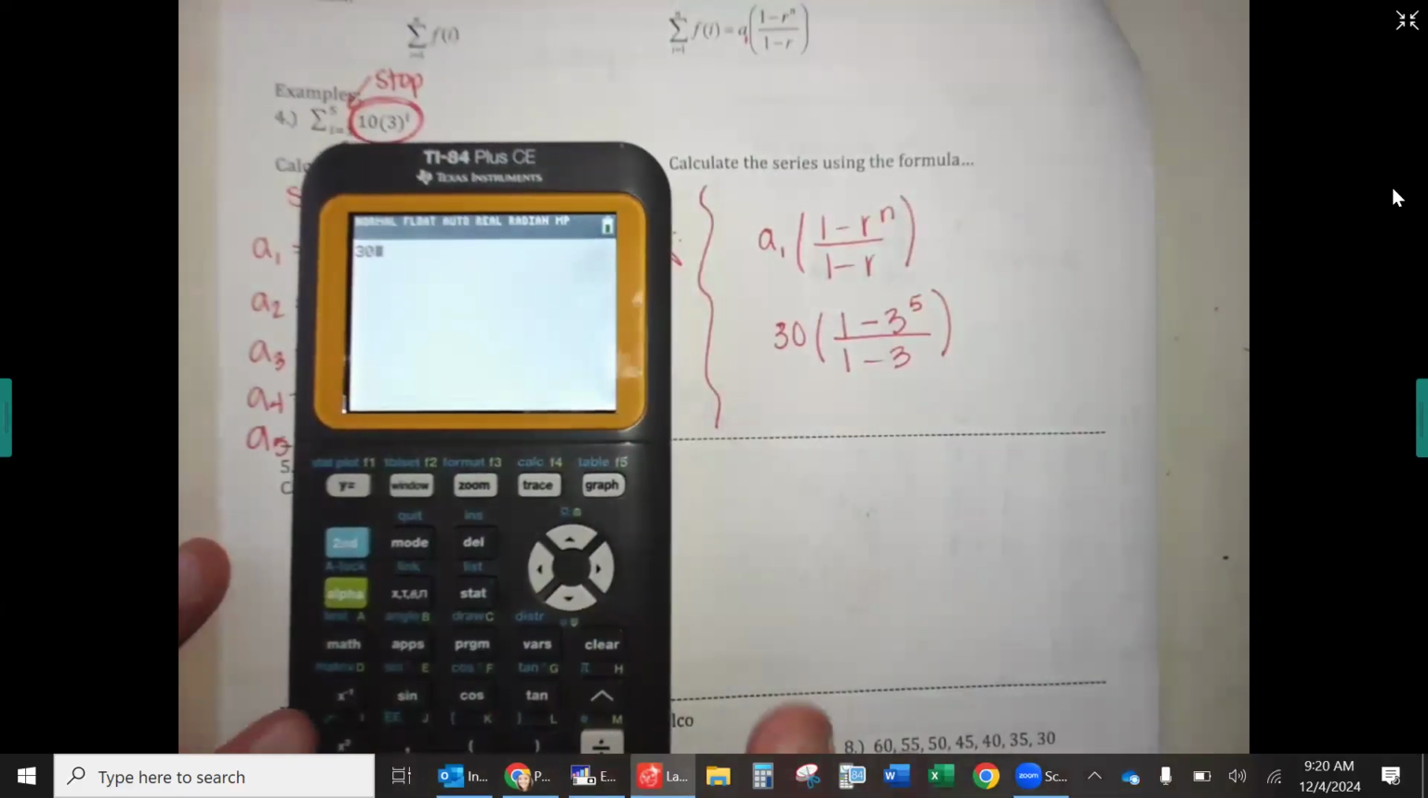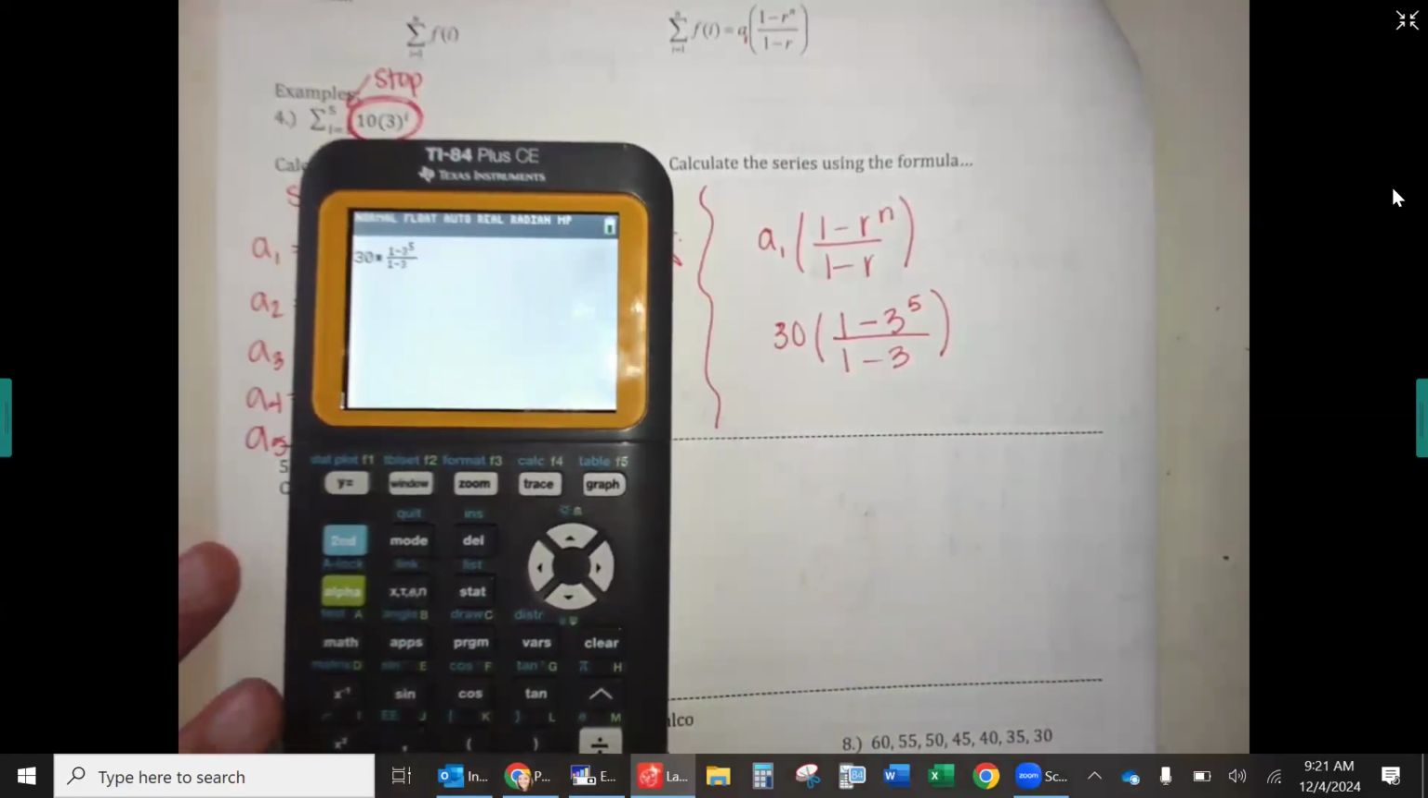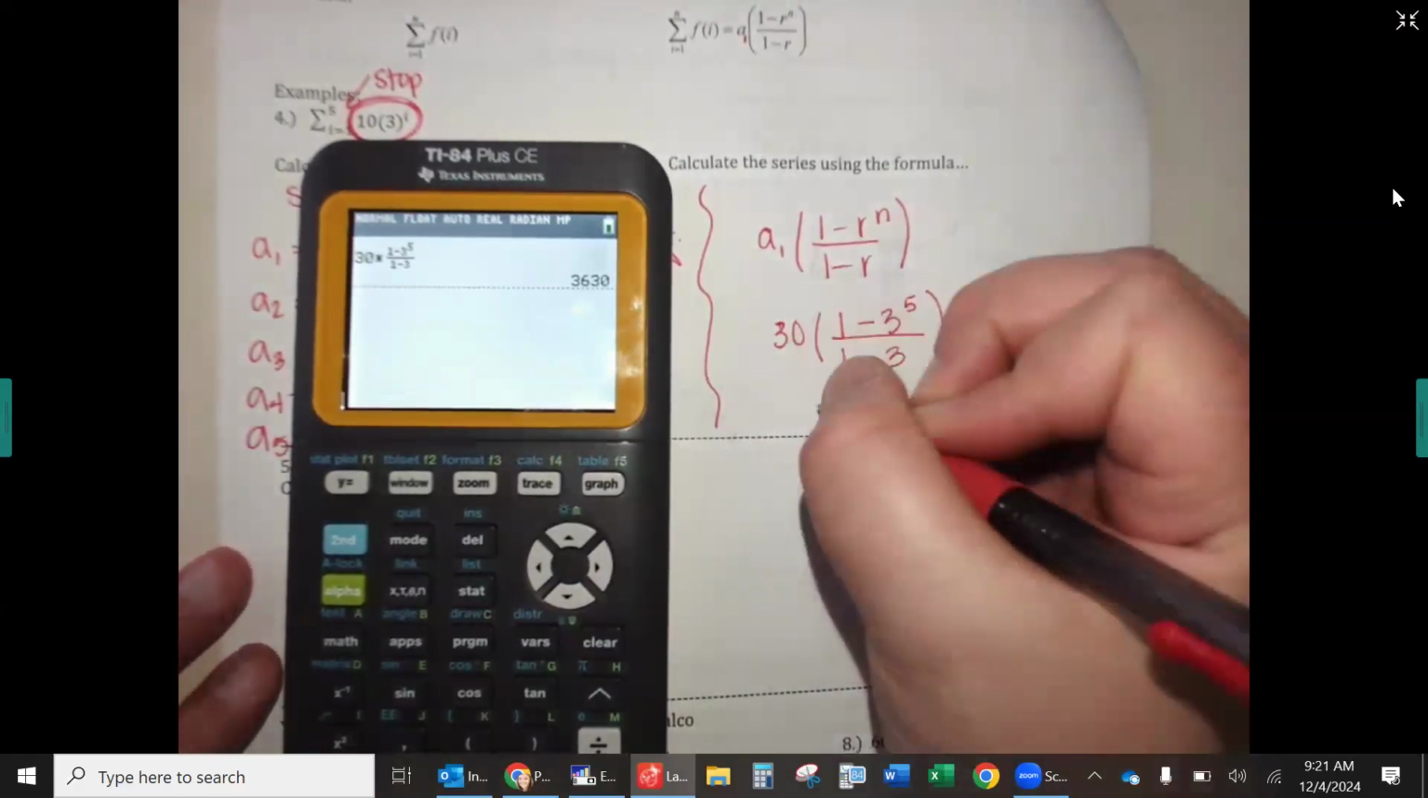So we're doing 30 times, open your pretty fraction, 1 minus 3 to the 5 over 1 minus 3. Okay, and if you want to put the parentheses, you can, but you really don't need them. As long as you use the pretty fraction, it should give you the same thing.